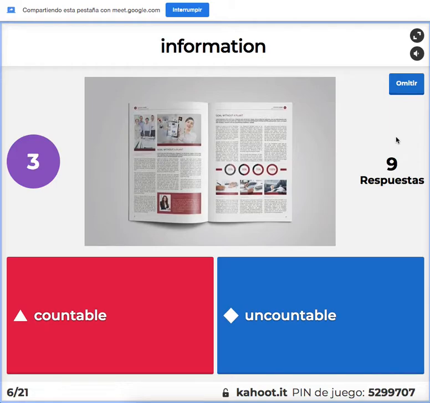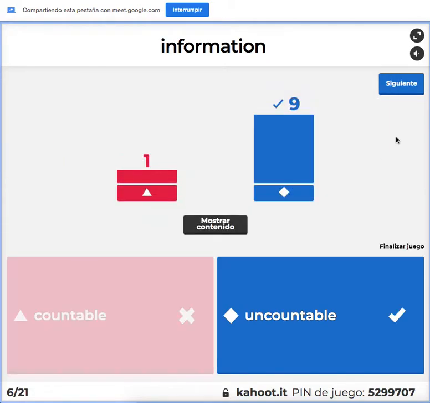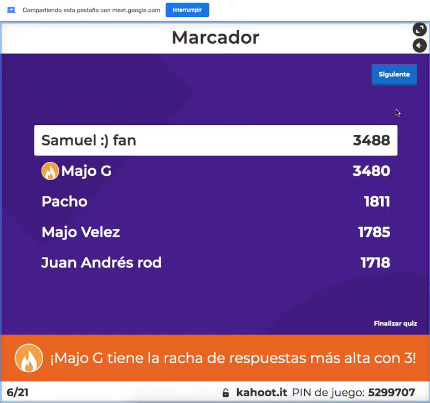Information, guys. I know this is easy. Very good. Information is uncountable. You can count, for example, newspapers. But information, how can you count information? This is so general, a huge concept. So no, information is uncountable. Continue.